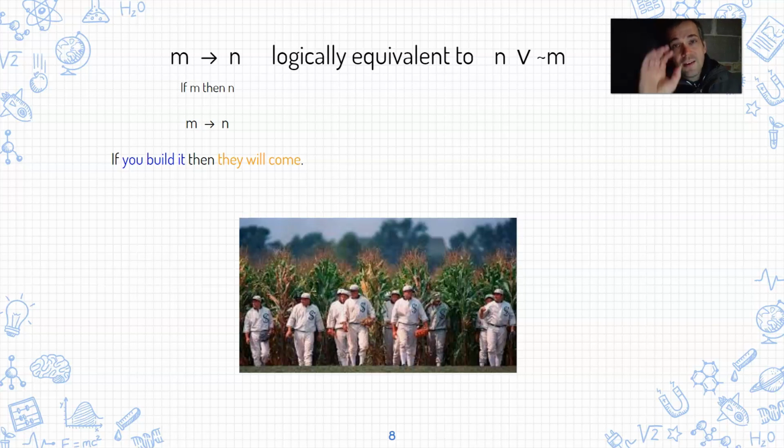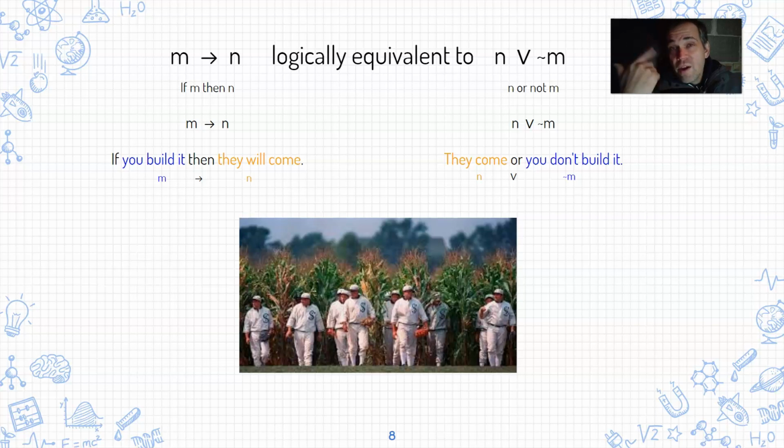Meaning that every time you build it, then they come. Building it implies that they come. If you build it, they will come. We can look at that with the equivalent compound statement, N or not M, which in this case would be, well, if M is you build it and N is they will come, N or not M means they come or you don't build it.